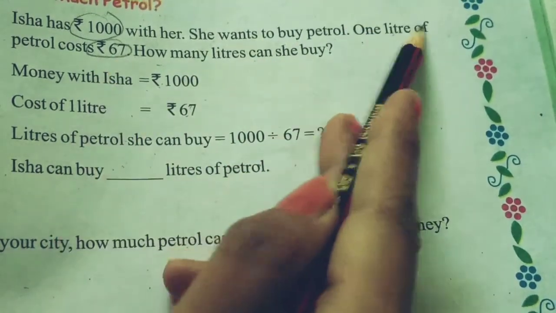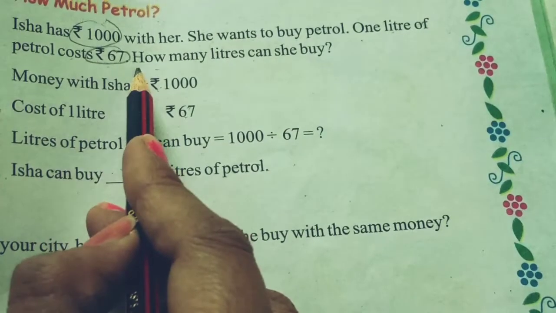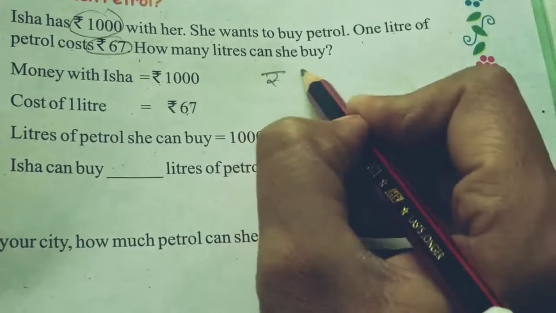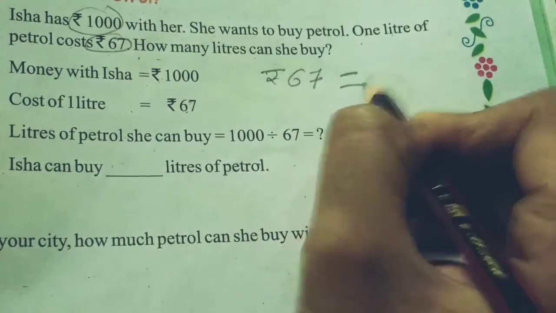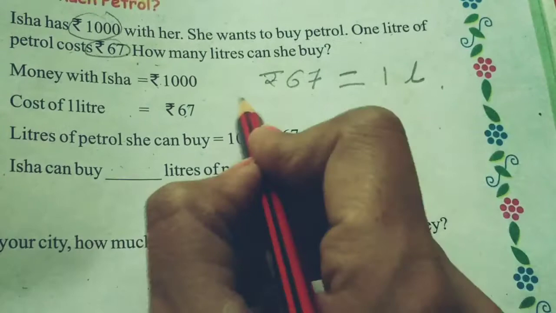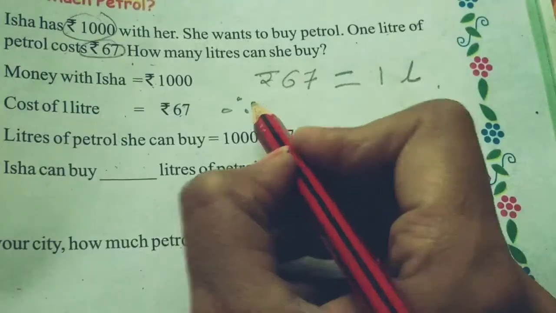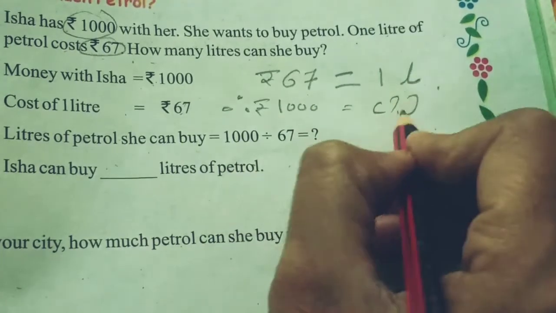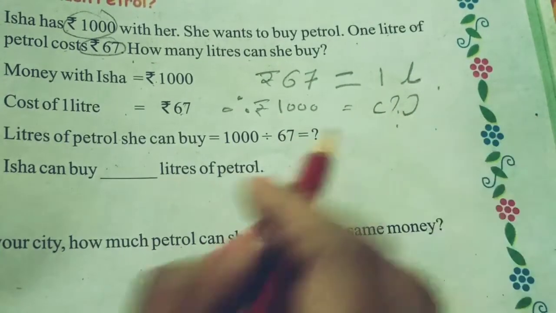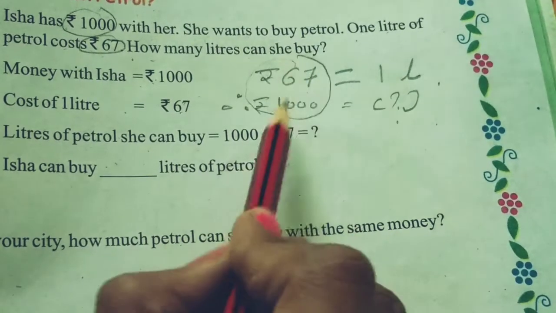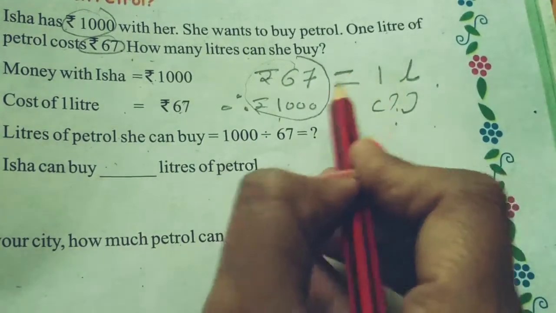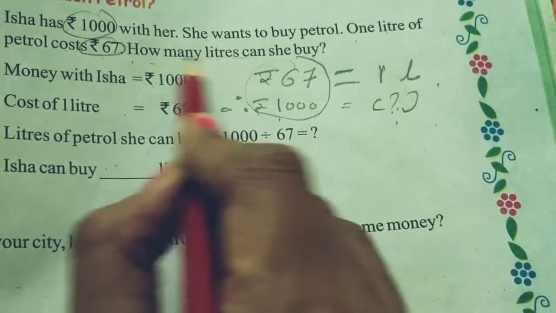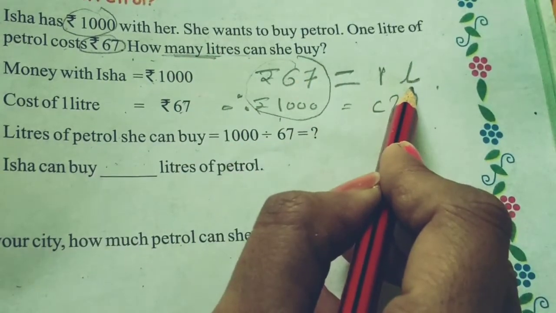So 1 liter of petrol costs 67. 1 liter की प्राइस 67 है. So रुपीस पहले दिए हैं, that we will write first. Rupees 67 is equal to 1 liter. Therefore, how much does she have? 1000 rupees is equal to how many? Once again, whatever is given we will write at left, and is equal to की राइट में जो search करना है, what we have to find out, liters, how many liters, that we will write on the right side.